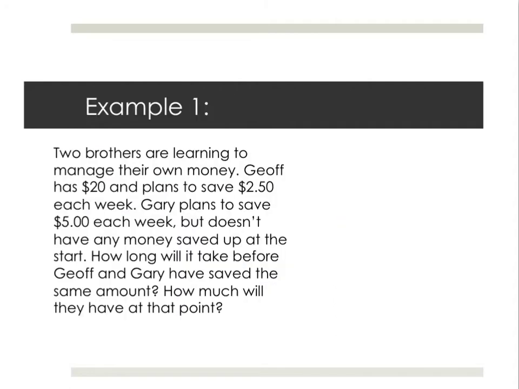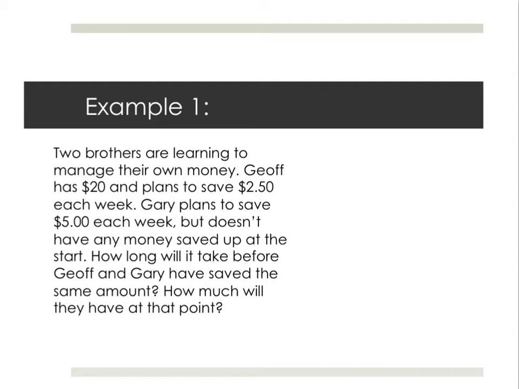We're going to try out some examples. So we're going to start with this first example, number 1. Two brothers are learning to manage their own money. Jeff has $20 and plans to save $2.50 each week. Gary plans to save $5 each week, but doesn't have any money saved up at the start. How long will it take before Jeff and Gary have saved the same amount? How much will they have at that point?